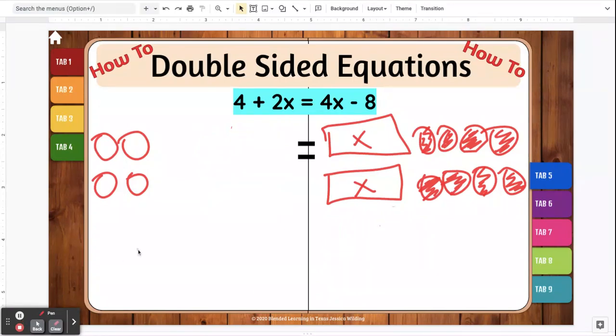Okay, so look what we have left. We have 4 circles still, positive, may I add. And on the other side, we have 2 groups of x, and we still have our 8 shaded in circles, which represents our negative 8. Perfect. So now we have isolated that variable.